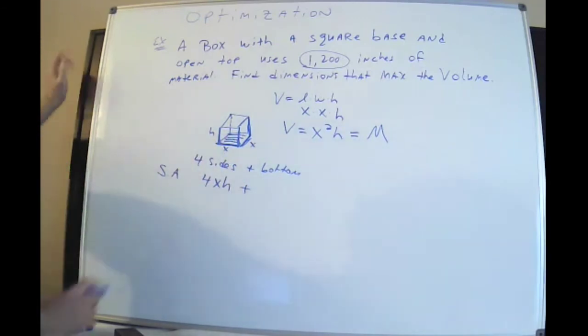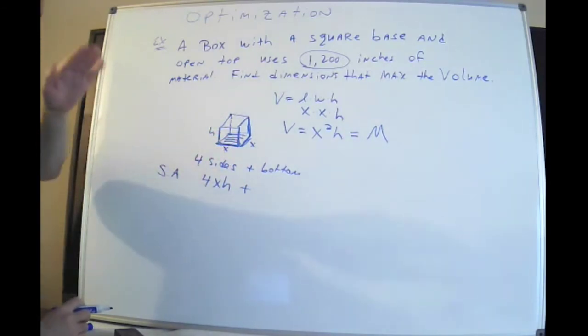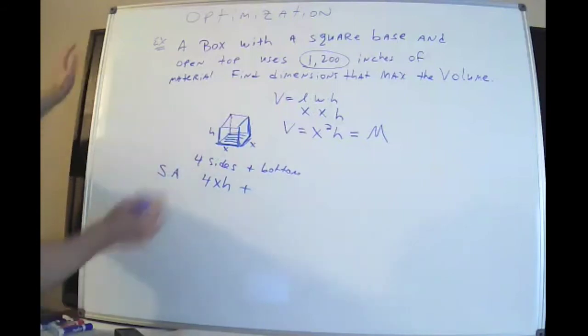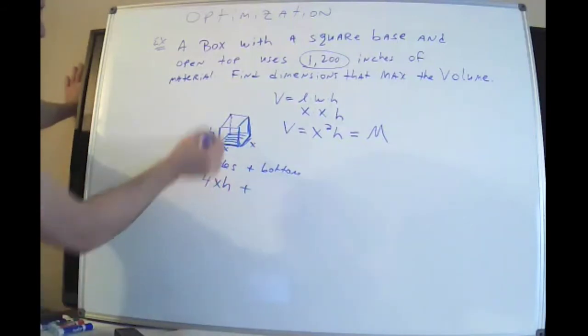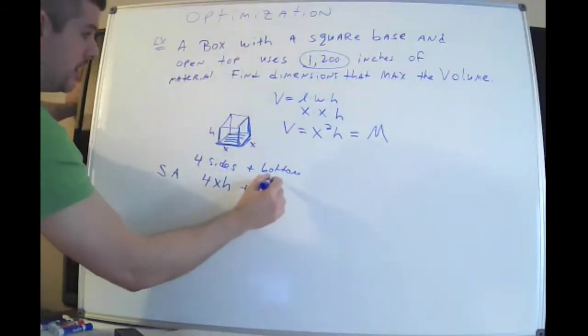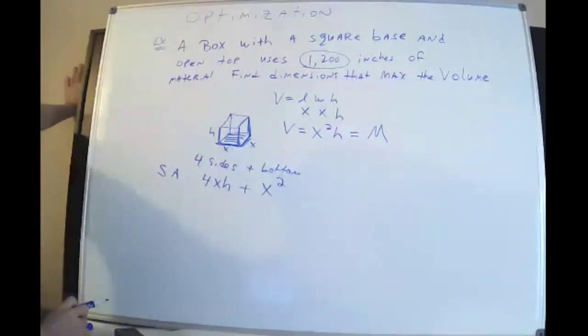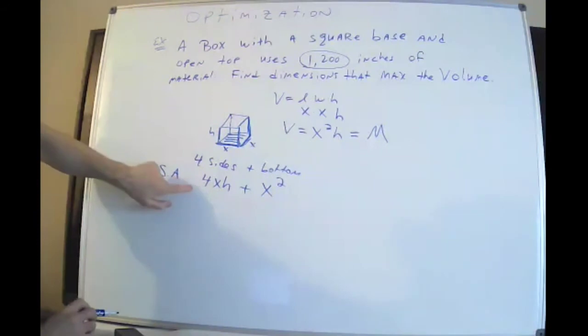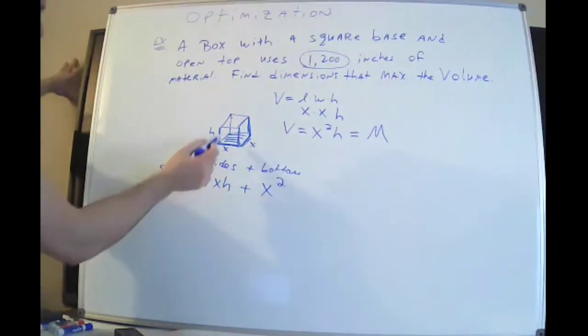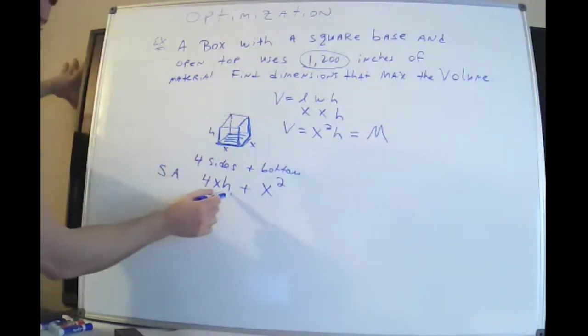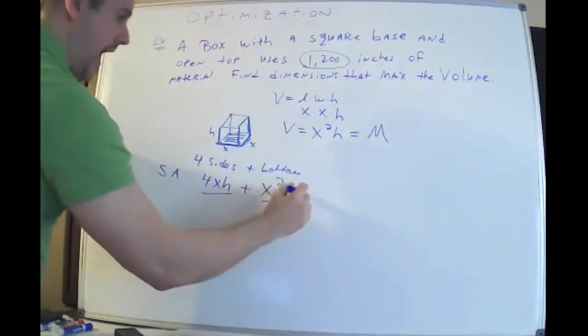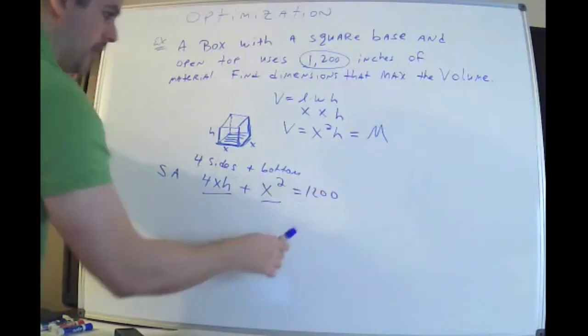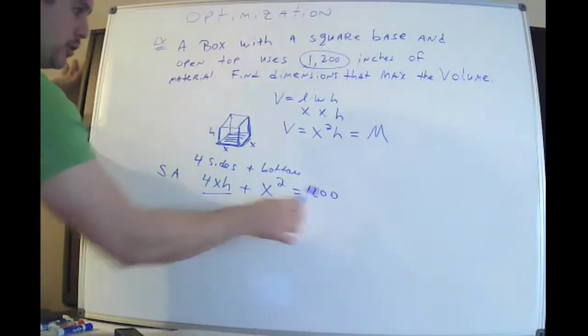Now the bottom side, remember, the sides are flat. The area of the very bottom, because it is a square, is x squared. So the surface area is this. It is the sum of the areas of all the sides. You take the area of the four sides, which is here, and the area of the bottom, which is here, and you add them together. That has to be 1,200. This is the amount of material that I gave you.